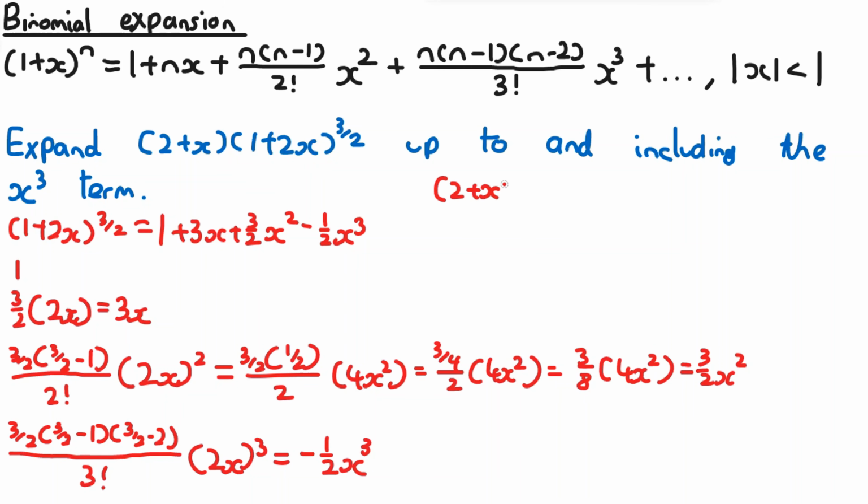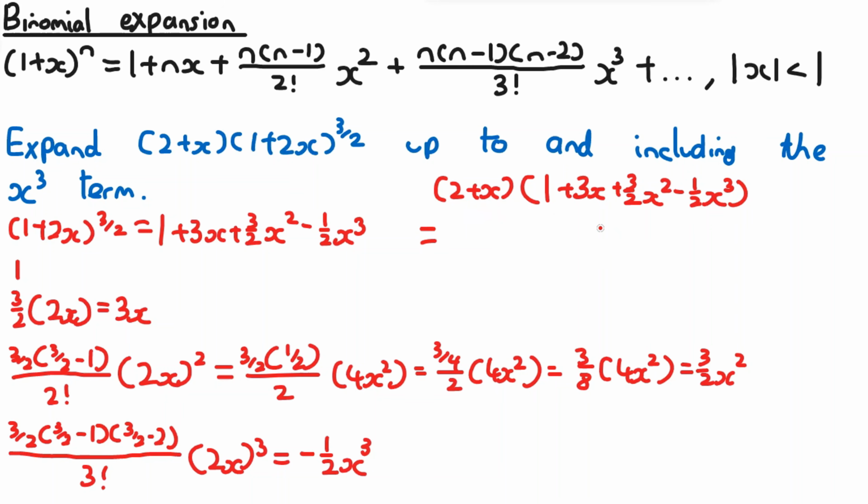So therefore it's going to be 2 plus x, so this bracket here, multiplied by this bracket, which we got equal to this, up to and including the x to the power of 3 term. So it's going to be 2 plus x times 1 plus 3x plus 3 over 2 x squared minus a half x cubed. So now we just need to expand the brackets.